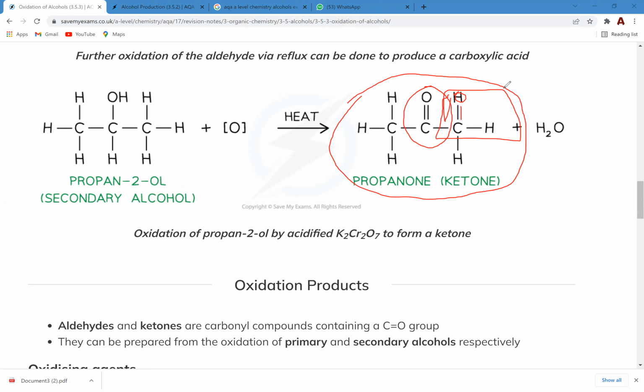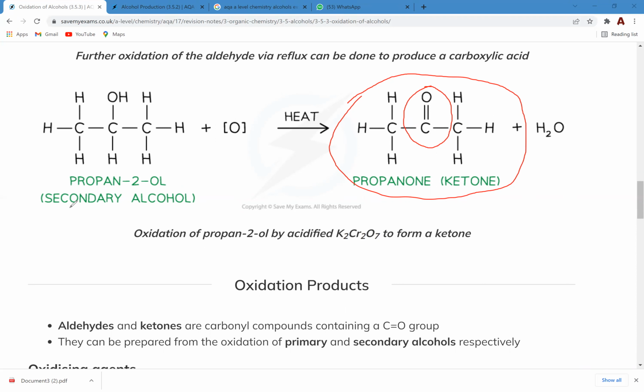This is another difference between an aldehyde and a ketone, that an aldehyde has the C double bond O at the end, and then there's just one more hydrogen on that side. Whereas a ketone has this C double bond O anywhere in the center, anywhere in the middle of the compound. So this is the identification of a ketone.